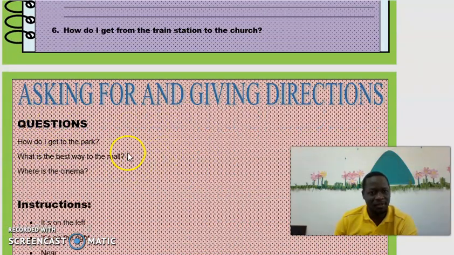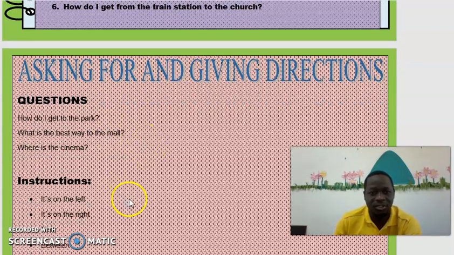Last time I told you, we asked, how do I get to the park? This is an example. What is the best way to the mall? Where is the cinema? These are ways you can ask for directions. You can say, how do I get to the park? Or what is the best way to the mall? Or where is the cinema?